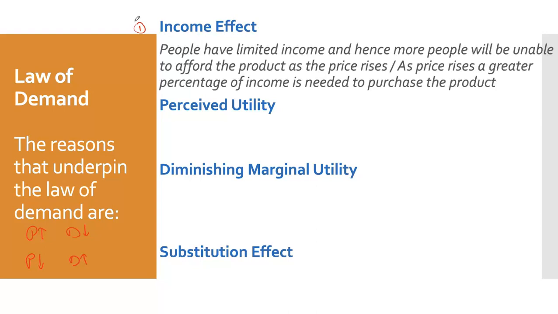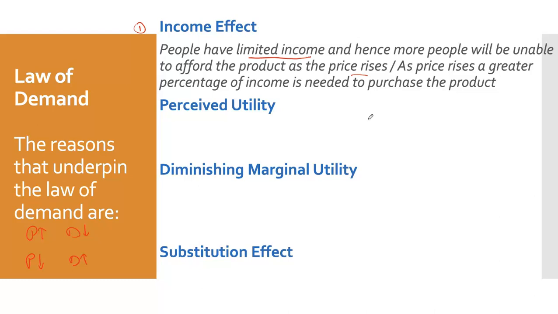The income effect is that we acknowledge people have limited income. And hence more people will be unable to afford the product as price rises. This is essentially saying as the price rises, more people will be unable to afford it, so less will be demanded. And also as price rises, a greater percentage of income is needed to purchase the product. So for example, if you only have $100 of income per week, and the thing that you want to buy goes up from $10 to $20, it is taking up twice as much of your income to buy, so you're going to buy less.